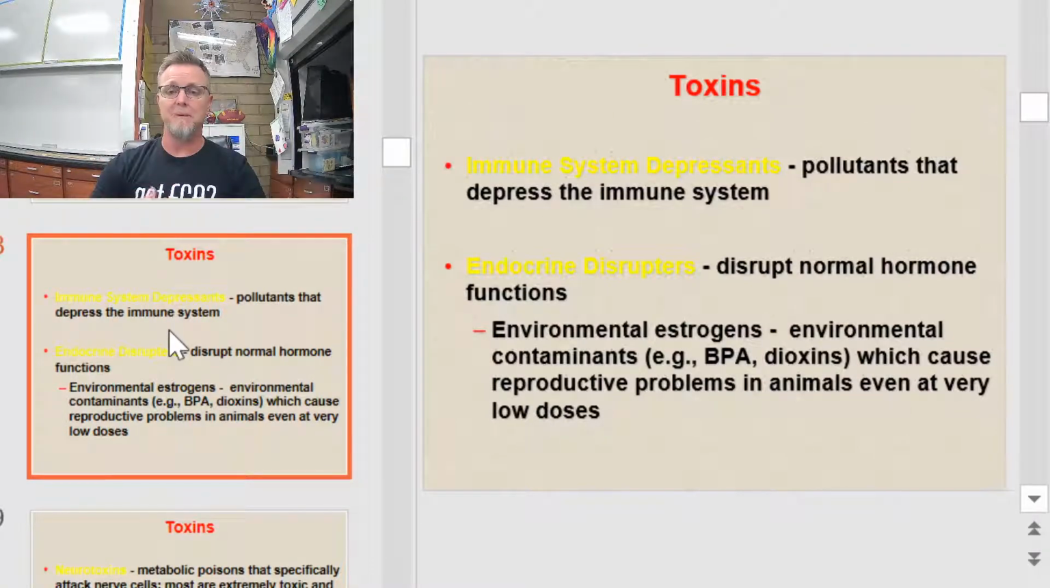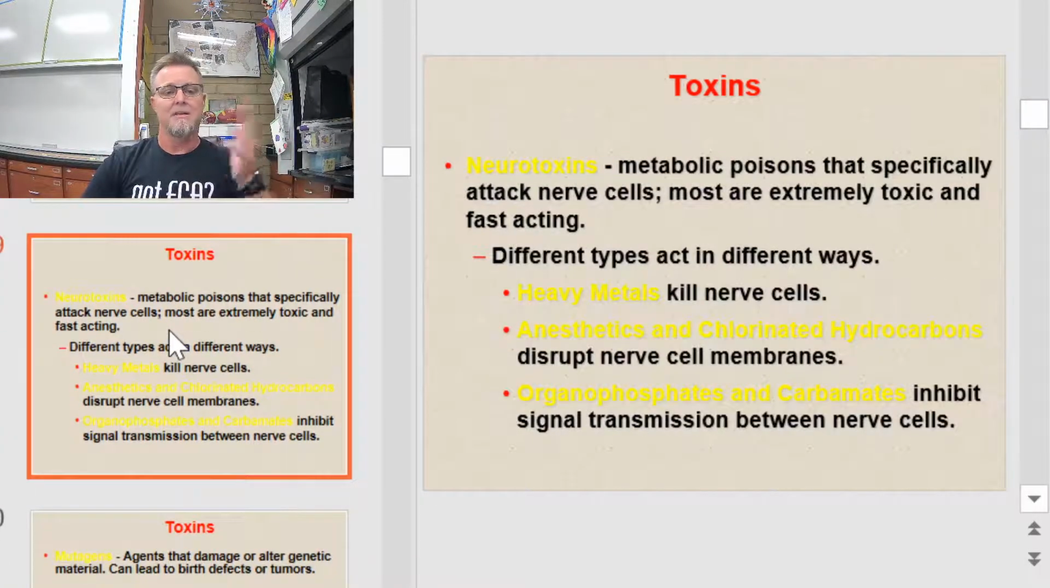We get exposed to BPA through plastics and other types of things like Tupperware and water bottles. That's where we get BPA from. There are neurotoxins for us to consider when we think about toxins. Toxins that are metabolic poisons that attack our nerve cells. These are usually extremely toxic and fast acting and include heavy metals, which kill our nerve cells, anesthetics, chlorinated hydrocarbons, which disrupt our nerve cell membranes, and organophosphates and carbamates, which inhibit the signal transmission between nerves.